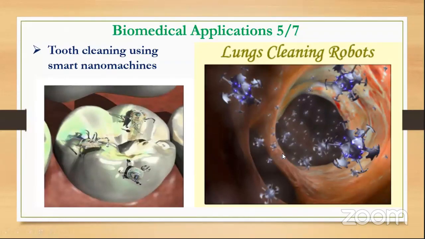So we suffer when more mucus is formed inside the lungs. We suffer from asthma and some respiratory problems when there is full mucus inside the lungs. See here, these machines, the lung cleaning robots, enter into the lungs and clear all the mucus. That is one of the applications of nanotechnology.